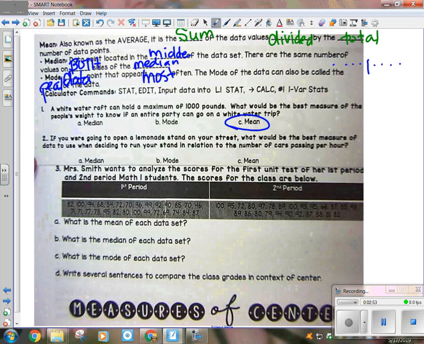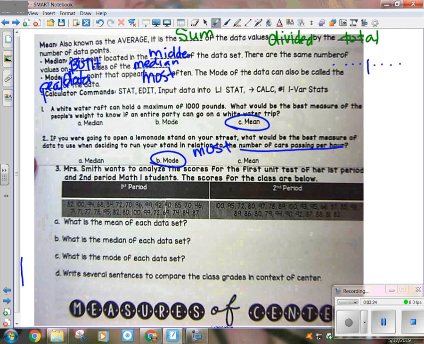Number 2, if you're going to open a lemonade stand on your street, what's the best measure of data to use when deciding when to run your stand in relation to the number of cars that pass by your street? Median, mode, or mean? That's the mode. Why? Because I want to pick the time frame when I'm going to have the most cars. I'm not going to open my lemonade stand at 10 o'clock at night. I'm going to open it probably at 2, 3, or 4 in the afternoon when I know there's a lot of cars traveling through.